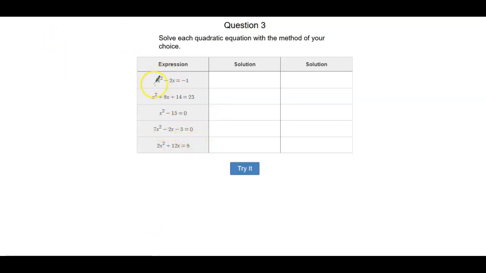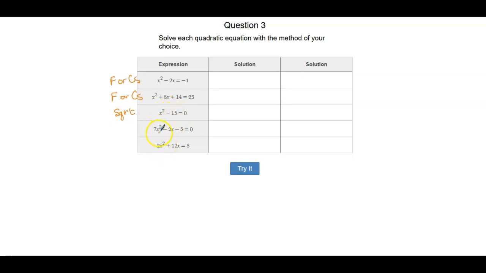So with this one here, I have a quadratic and a linear term. So this one is probably going to be either factoring or completing the square. Okay, for this one, I have an x squared and a linear term. So again, I'm either going to do factoring or completing the square. This one, I only have the quadratic term, so I'm probably going to use the square root for this one. I don't have a linear term.